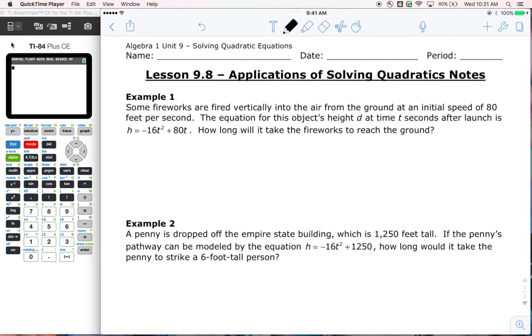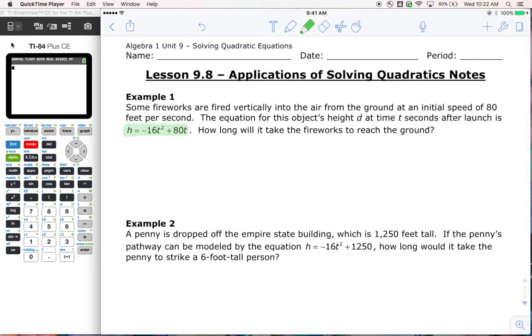Example 1. Some fireworks are fired vertically into the air from the ground at an initial speed of 80 feet per second. The equation for this object's height h at time t seconds after launch is given. We love when they give us the formula, because that means we don't really have to pay attention to all the stuff we just read. How long will it take the fireworks to reach the ground?